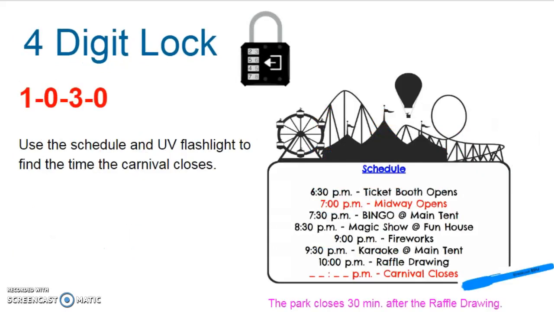For the 4-digit lock, they'll have to have that UV flashlight in order to shine it on the schedule that's somewhere on the wall, and they'll see that it says the park closes 30 minutes after the raffle drawing, which means it would be 10:30.